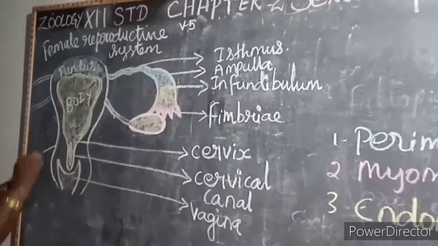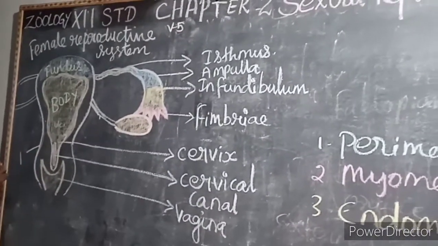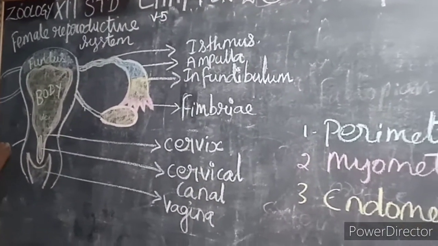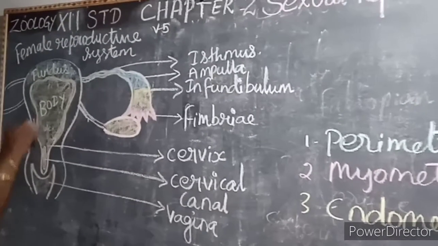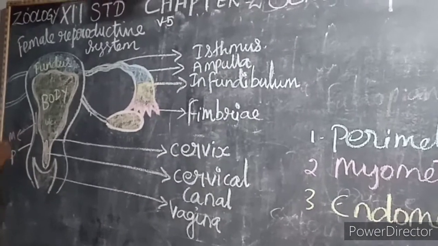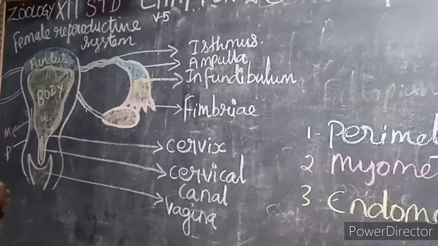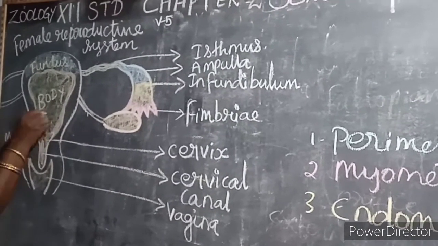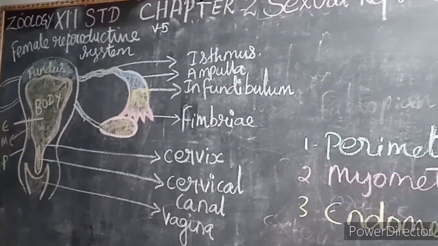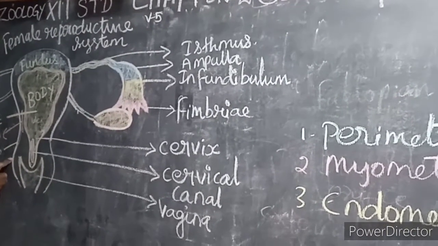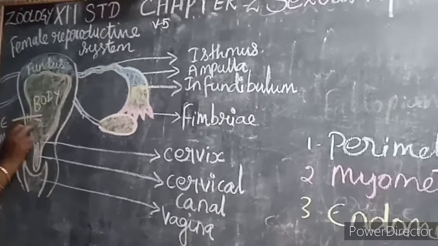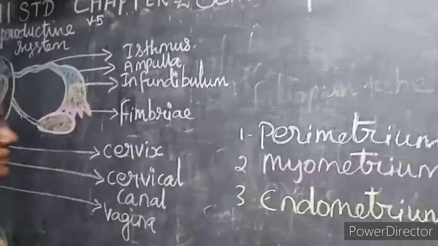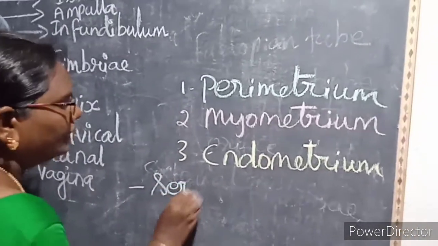See it in the picture. This part is called what? Perimetrium, the outer perimetrium. Then the middle myometrium. This part is called what? Myometrium. This part is called the myometrium and the inner portion is called the endometrium. So what are the 3 layers of the uterus? Outer perimetrium, middle myometrium and inner endometrium.